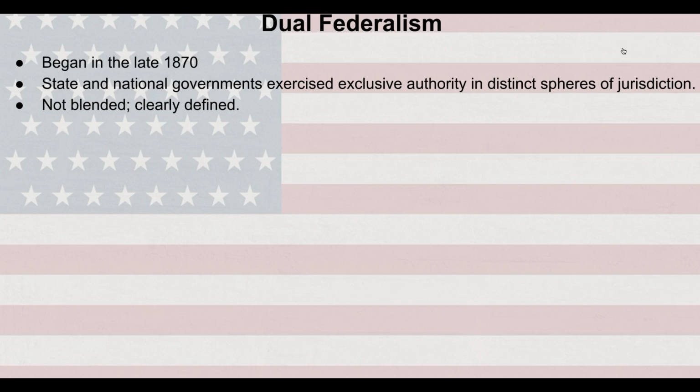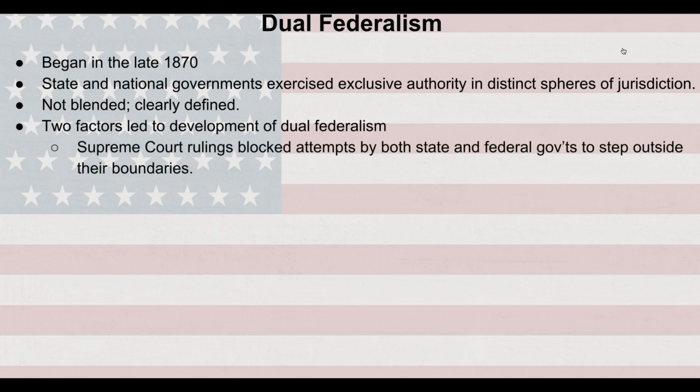And so there are going to be two factors that lead to the development of this idea of dual federalism. And the first one is going to be the Supreme Court rulings blocking attempts by both state and federal governments to step outside of their boundaries. And so we're going to see the federal government play a role in becoming really the arbiter of the laws and the functions of government.